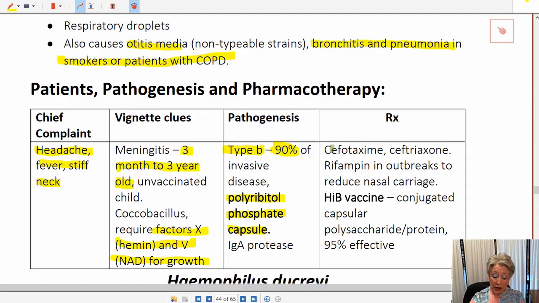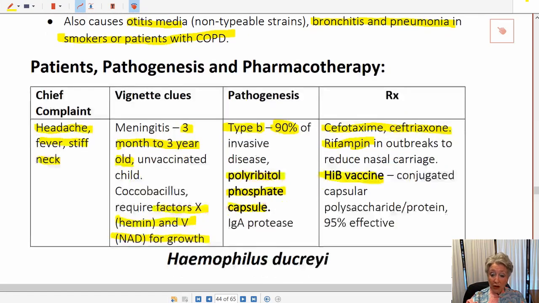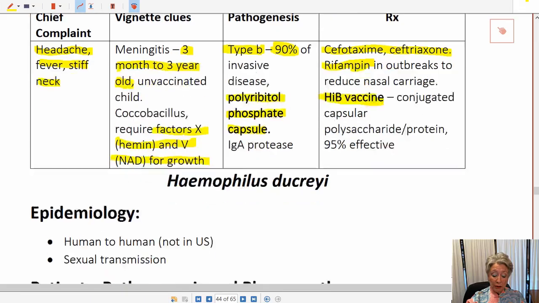Treat with cefotaxime, ceftriaxone. Rifampin is given, as we mentioned before, to cut down on transmission during outbreaks. And remember, very importantly, immunologically, you have to know what the strategy is behind conjugating this to the diphtheria toxoid. If you do not remember that, go back and review the vaccination chapter out of immunology.